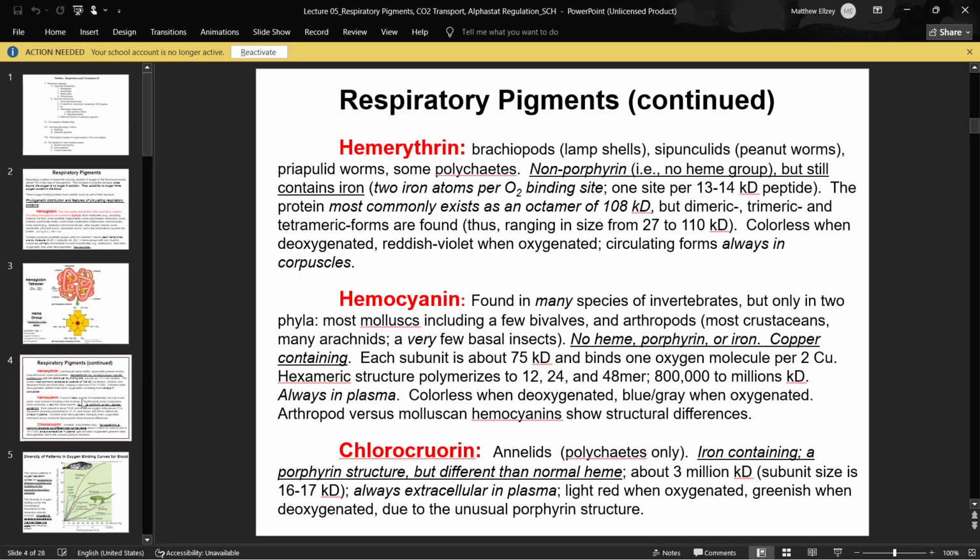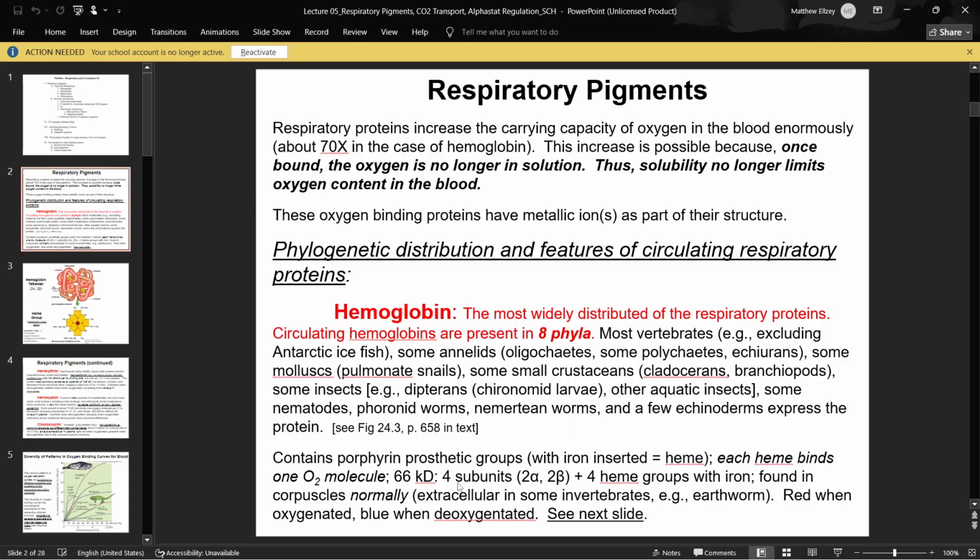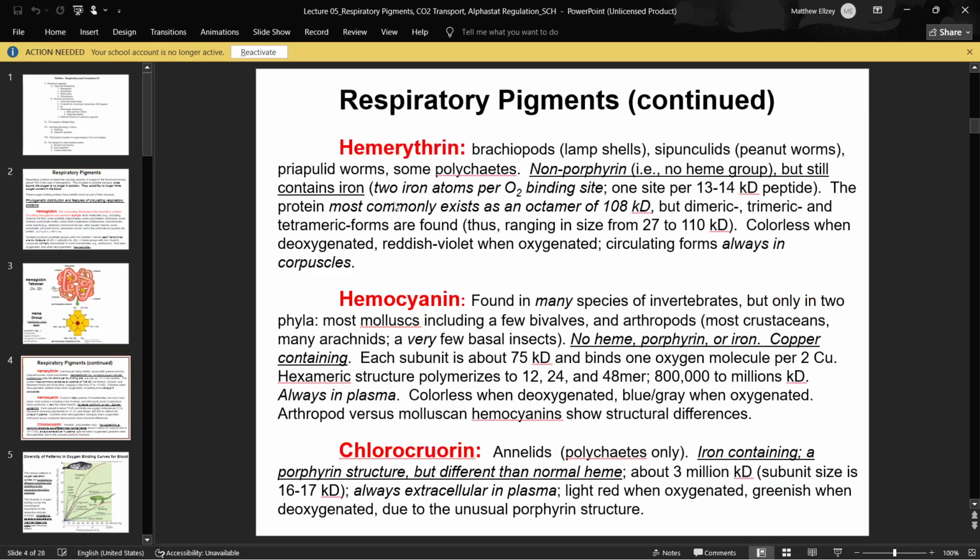Now, just a quick side note of some other pigments you might find. Hemerythrin is found in brachiopods, some worms and polychaetes. It's non-porphyrin, so there's no heme group, but there still is an iron. There are 2 iron atoms per O2 binding site, which is different from each heme binding 1 O2 molecule. The protein most commonly exists as an octamer, or 8 subunits, but dimeric, trimeric, and tetrameric forms are found in some animals. It's colorless when deoxygenated and reddish-violet when oxygenated, and it's always in some form of corpuscle.